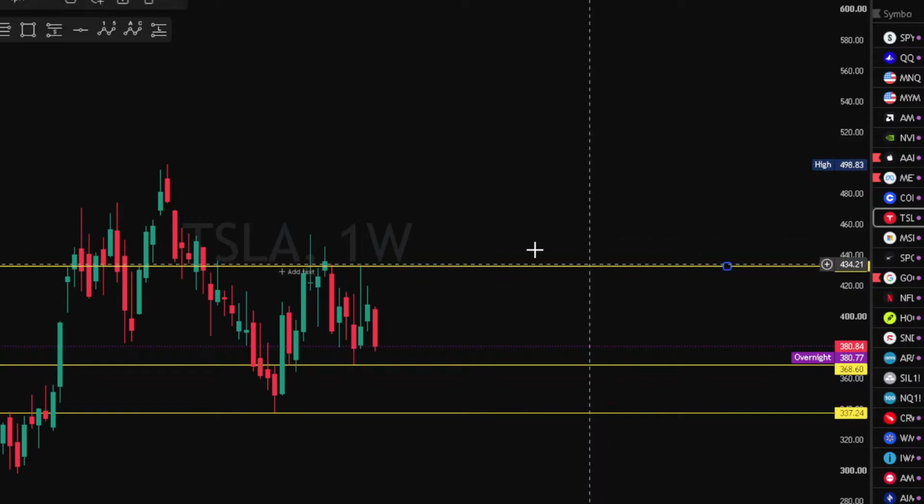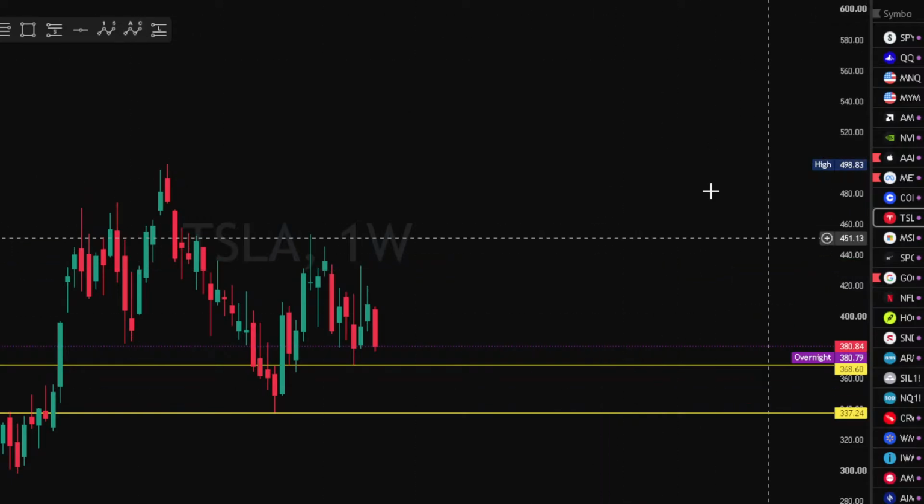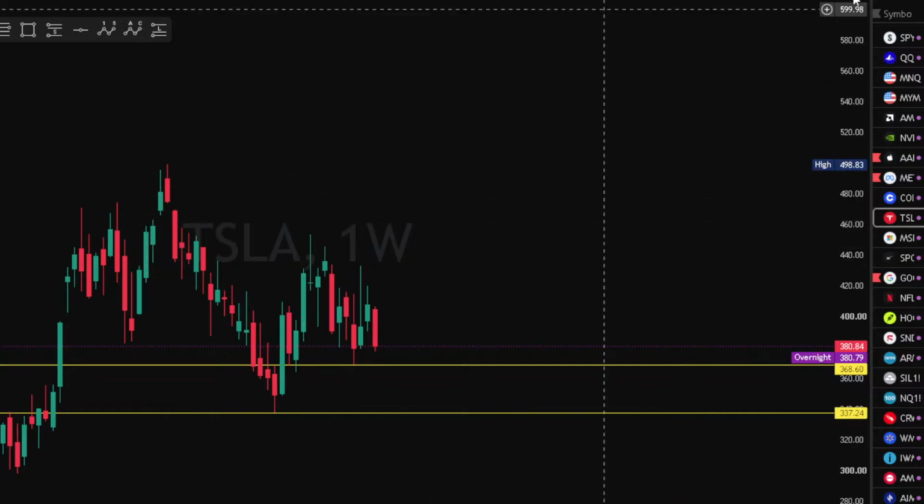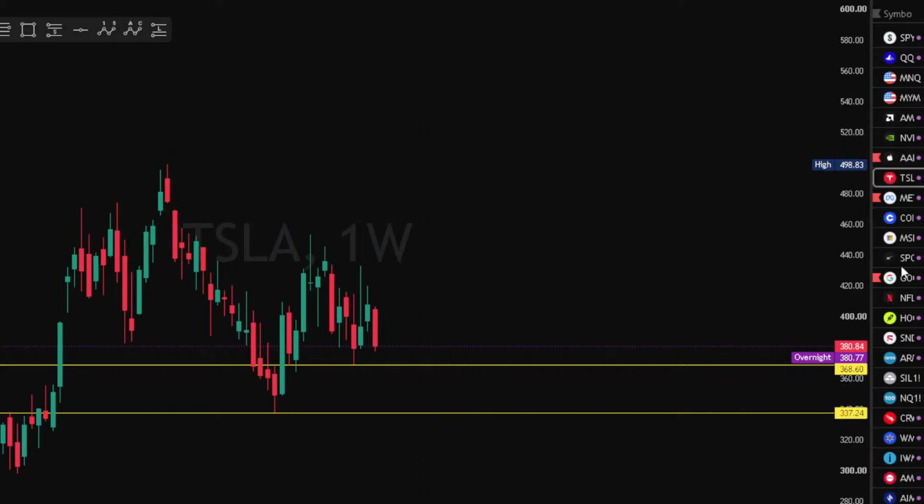So let me remove this. I'm only looking for it under 368.60. Look for a downtrend, I mean, look for a short. That's all I'm looking for on Tesla. All right.